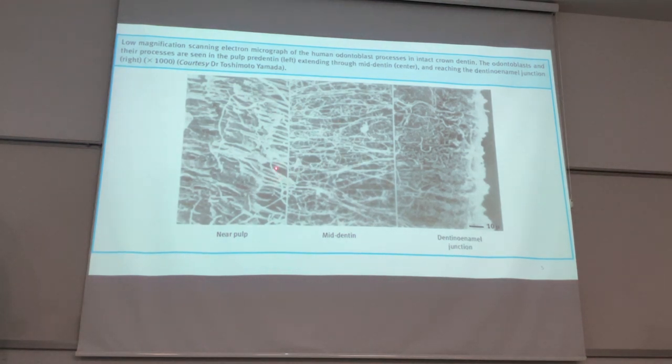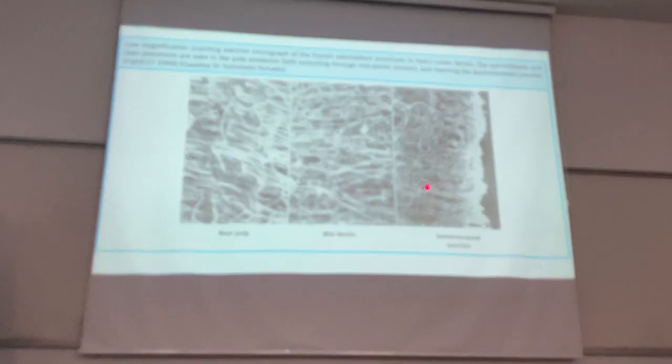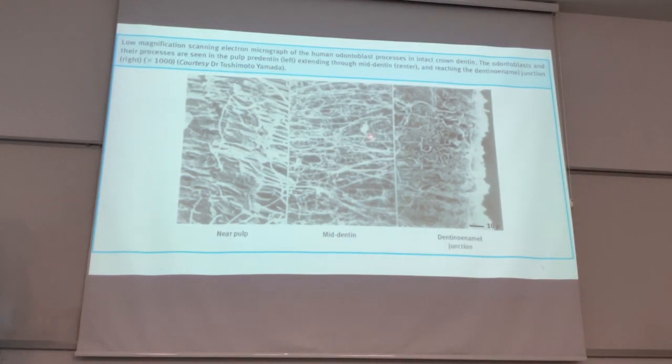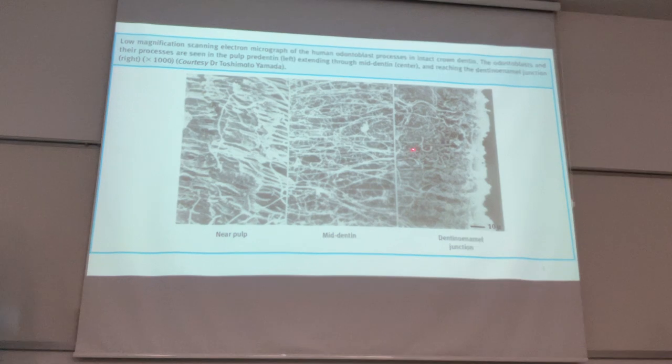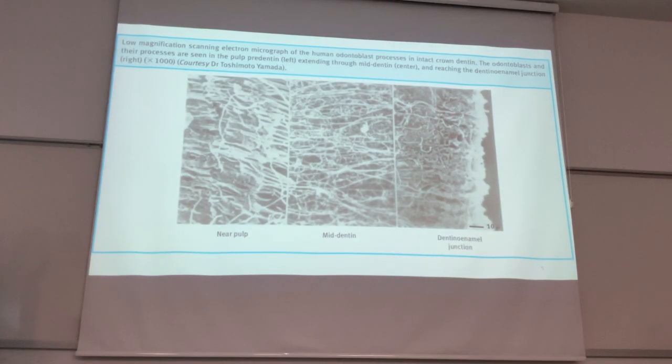Look at here. This structure is our odontoblastic process. In the stem part or near part, we have a thicker odontoblastic process. And in the middle part, we have a little thinner odontoblastic process. And in the peripheral side, near the dentinoenamel junction, we have very, very thin odontoblastic process and a low amount of odontoblastic process.